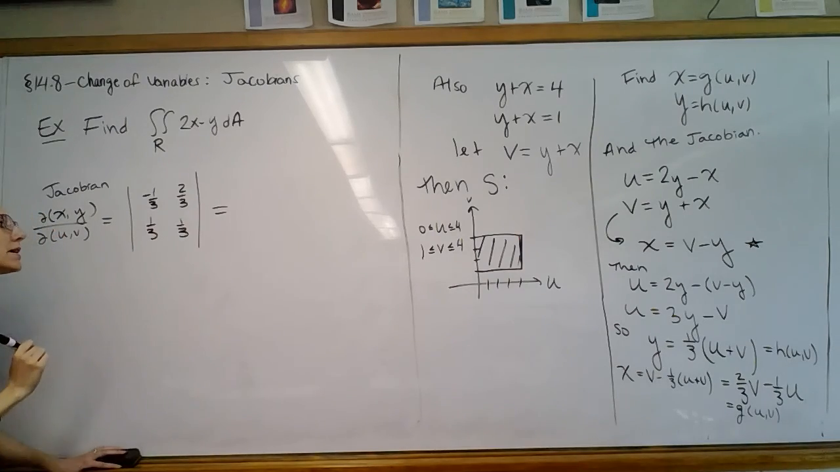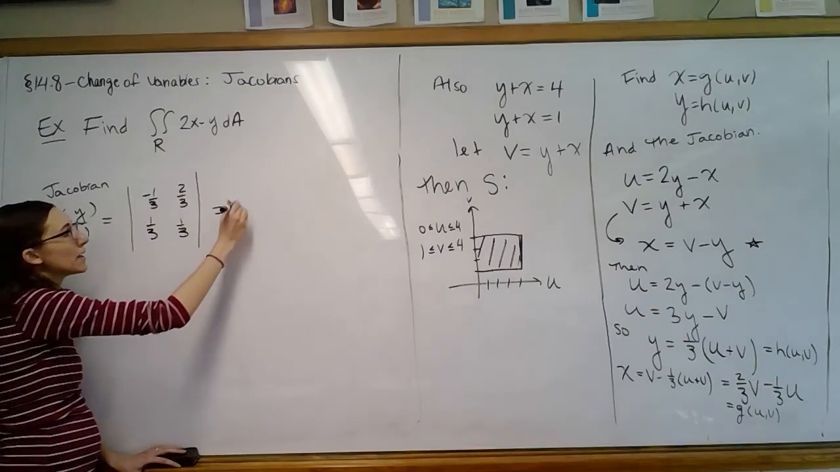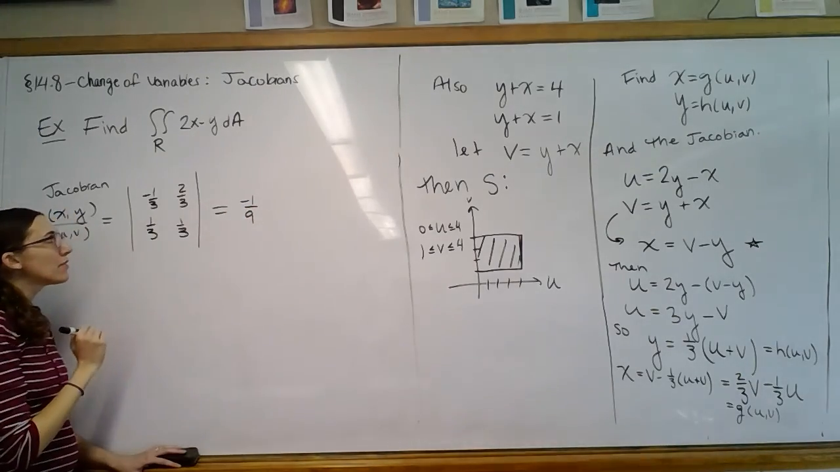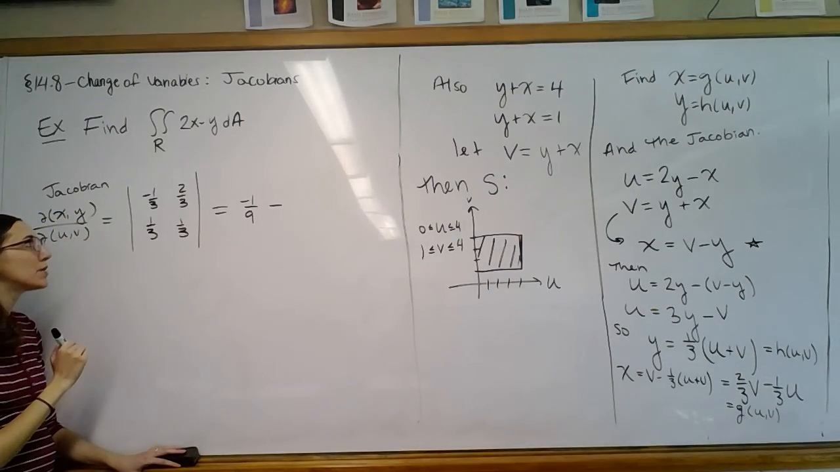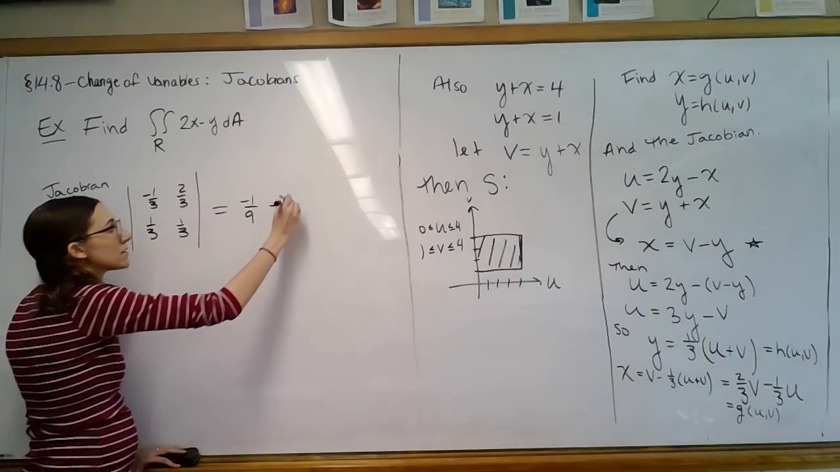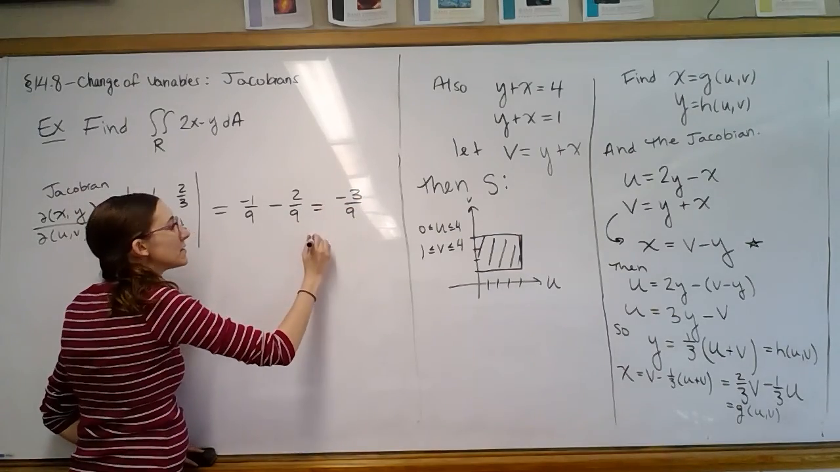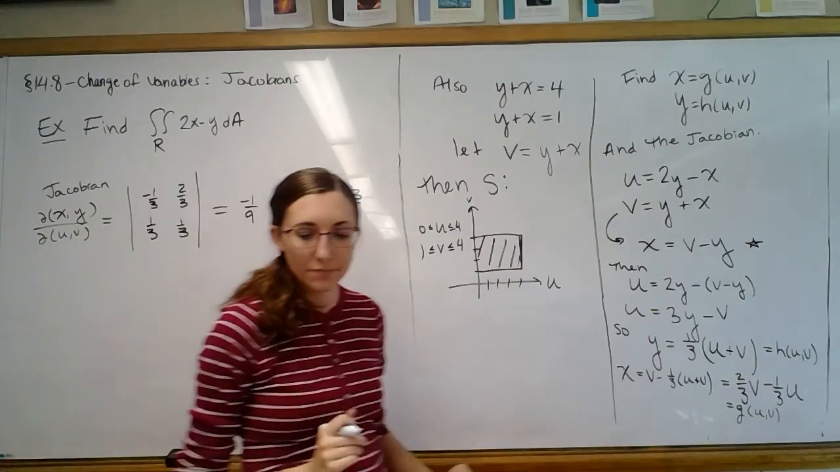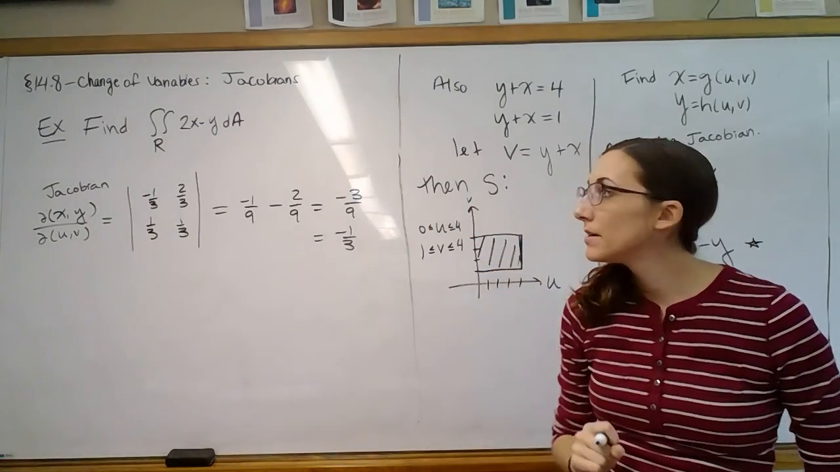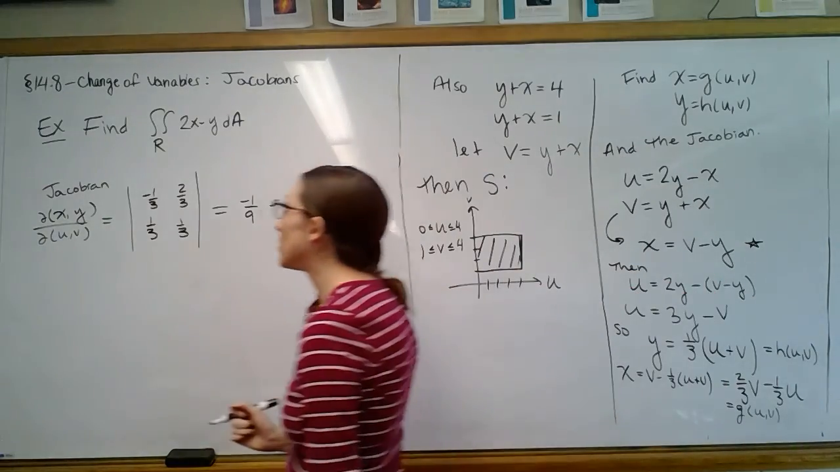So then computing this determinant, we have negative 1/3 times 1/3 is going to be negative 1/9, and then we're going to subtract 2/3 times 1/3, which is going to be 2/9. So we really have -3/9 or -1/3 is our Jacobian. So now we're ready to put everything back into the integral.